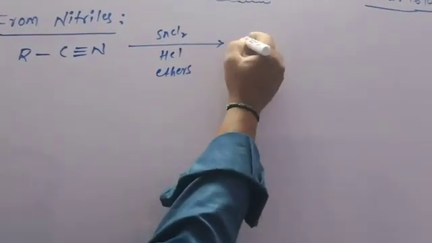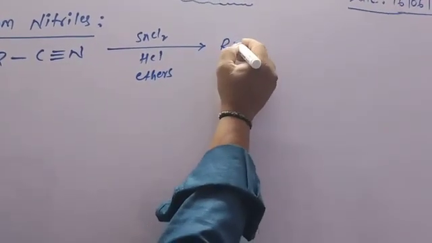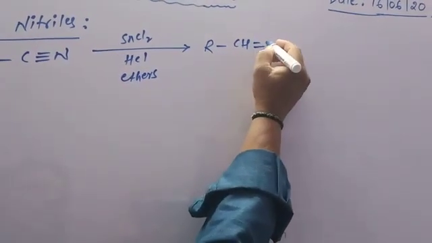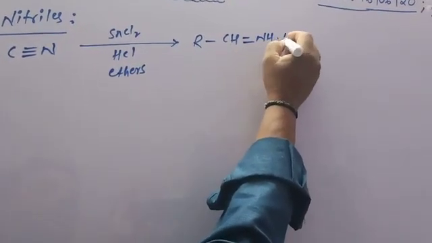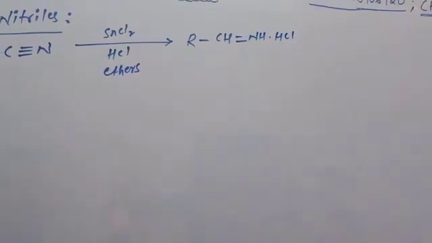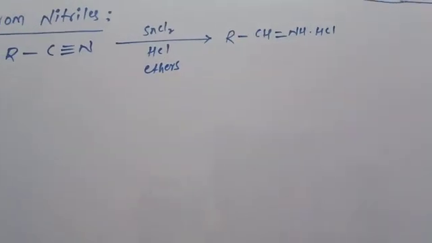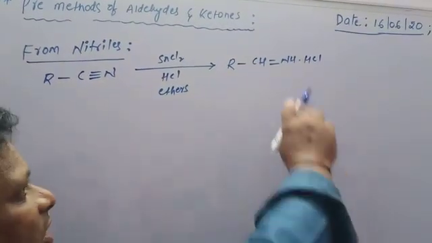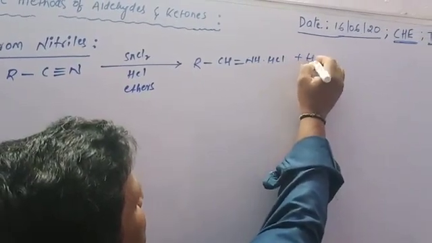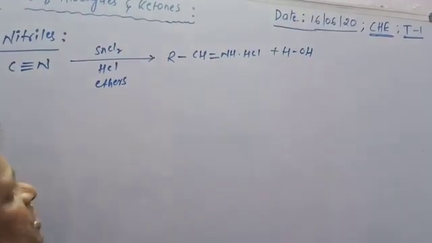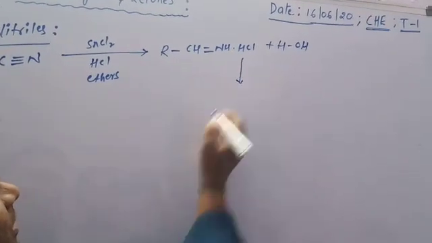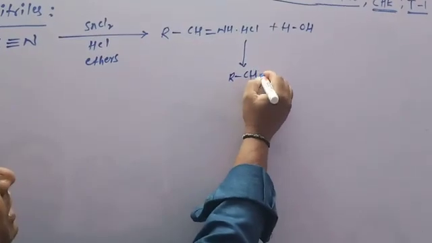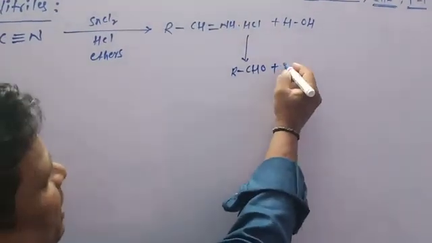Then the addition product obtained is R–CH=NH·HCl. On hydrolysis of this compound, with H and OH, it gives RCHO plus NH4Cl.